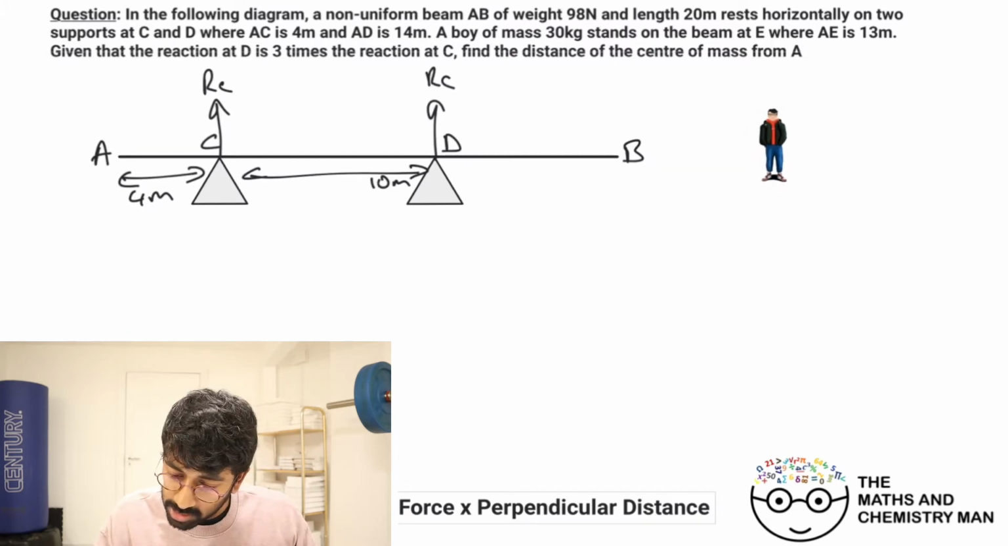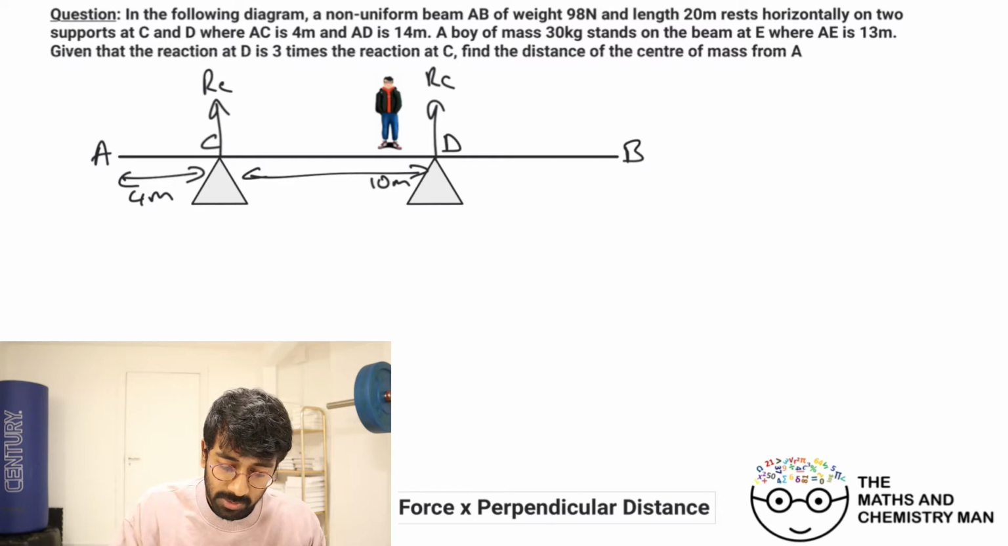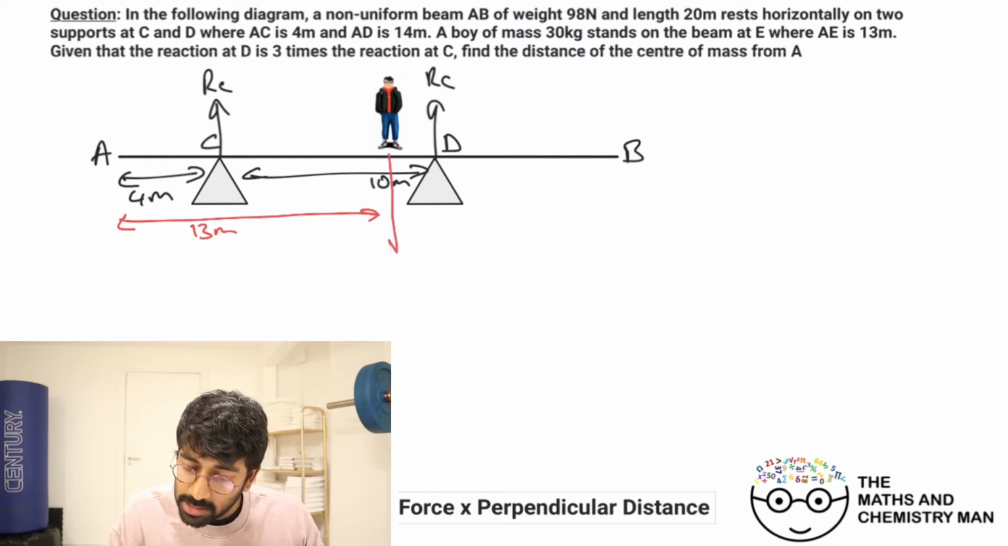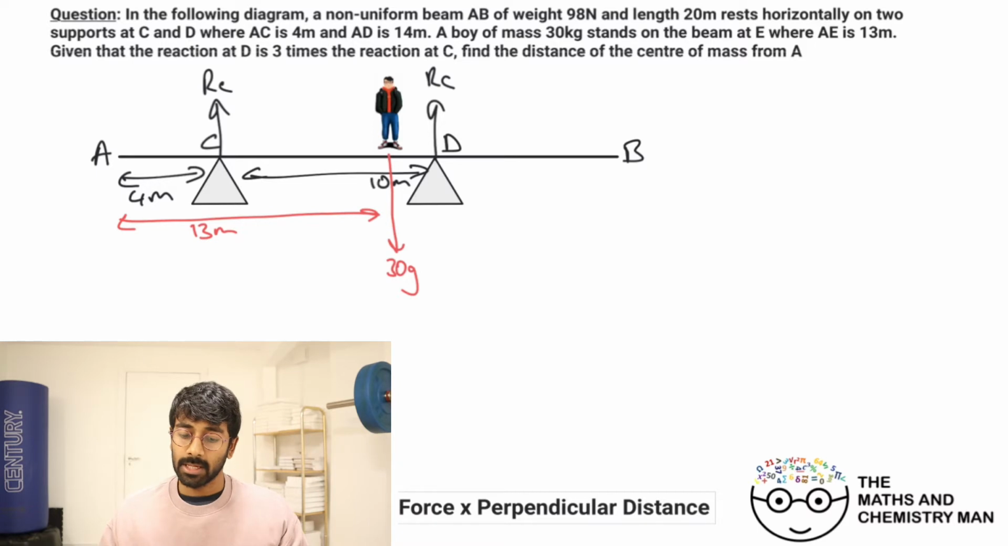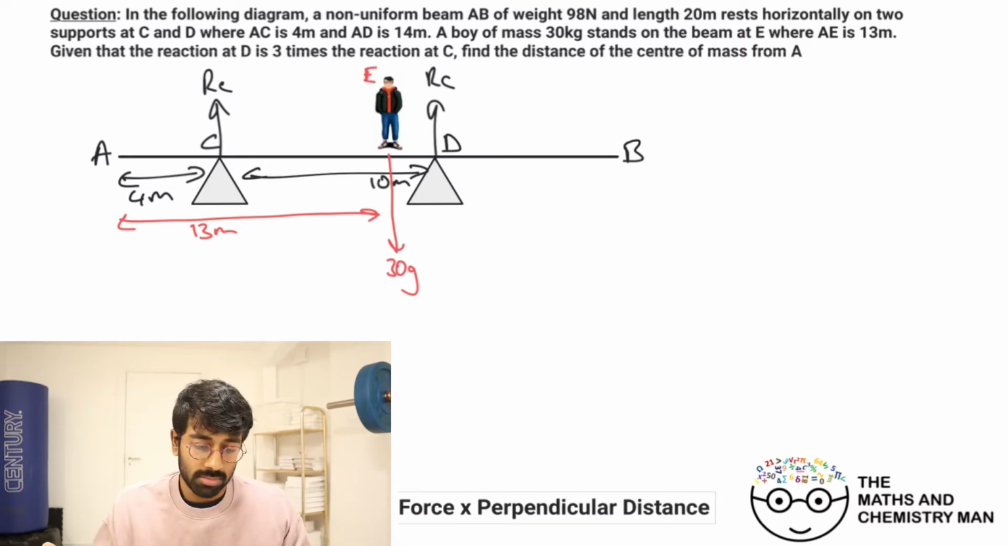Let's just move him to maybe here. Let's say this is point E, because point E is supposed to be 13 meters from A. And what's his weight? He's got a weight of 30g, so we need to put that there. The point where he's standing is E. Okay, good, so that's all labeled.